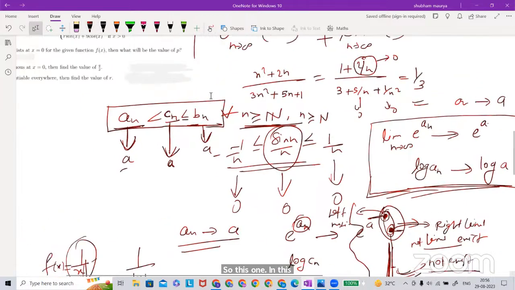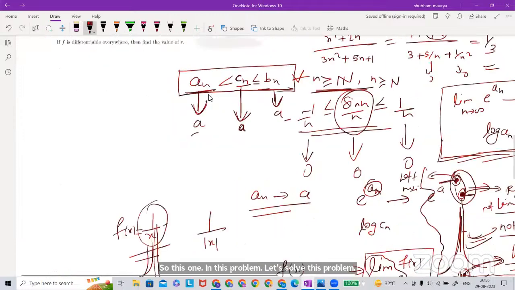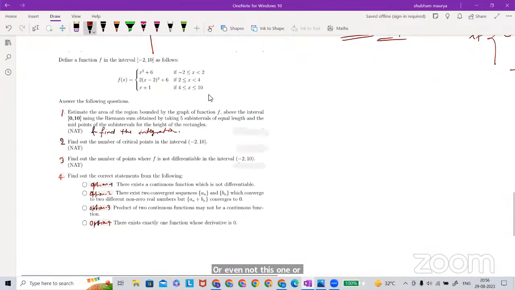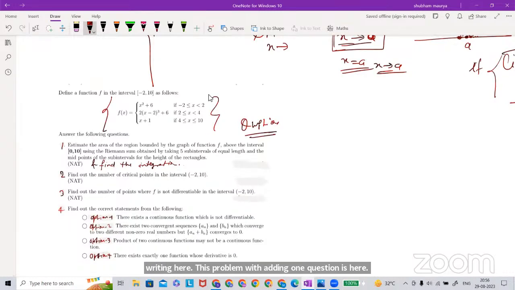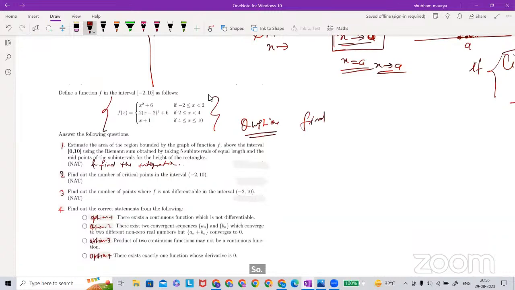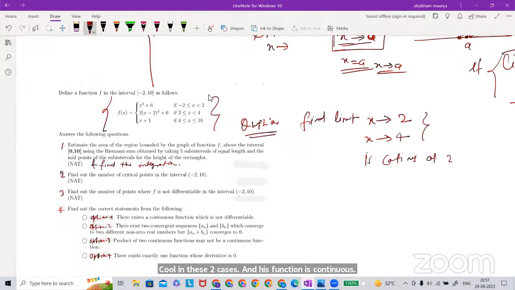Okay, this problem. Let's solve this problem. Or even not this one, this one would be better. So let's talk about this. I'm just writing here. This problem has one question here. Find the limit as x approaches 2 and as x approaches 4, in these two cases, and is the function continuous at 2 or 4? This is the function you have, and this is the problem.